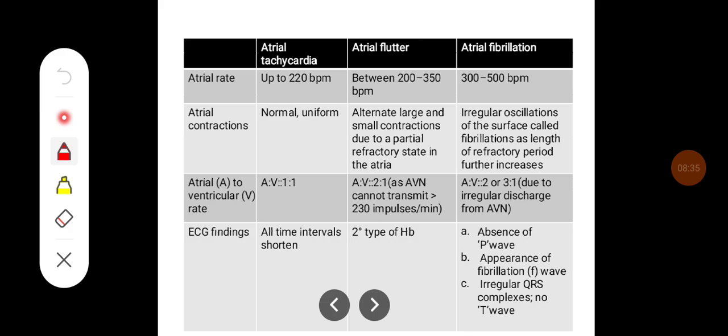So these are the salient differences between atrial tachycardia, flutter, and fibrillation. The rate in atrial tachycardia is up to 220. In flutter, it is 200 to 350. In fibrillation, it is up to 500. Atrial contractions are normal and uniform in atrial tachycardia. In flutter, there can be alternate large and small contraction due to the partial refractory state in atria. In fibrillation, there are irregular oscillation of the surface called fibrillation as length of the refractory period further increases.